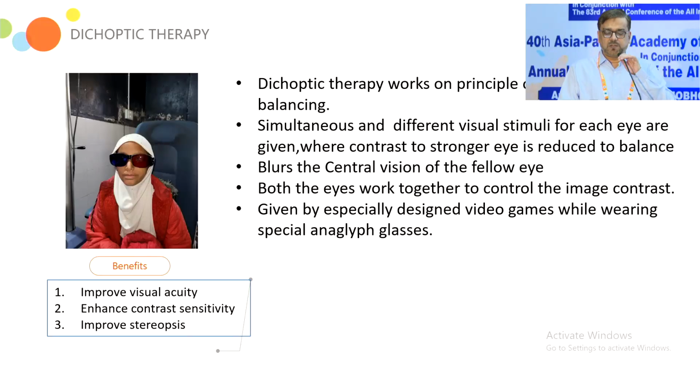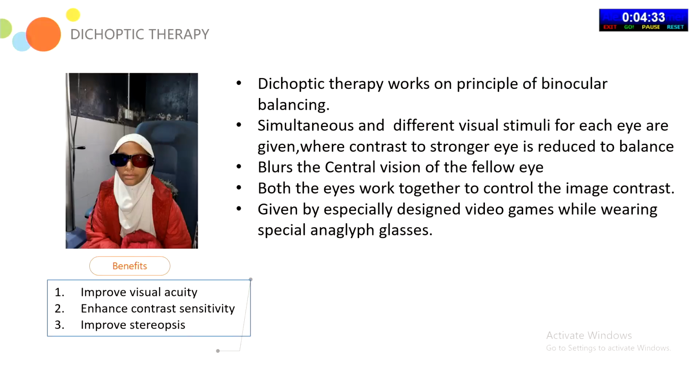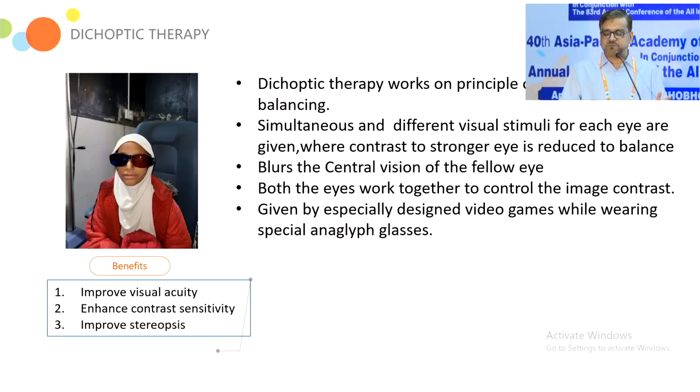Now, what is Dichoptic therapy? Dichoptic therapy works on the principle of binocular balancing. Simultaneous and different visual stimuli for each eye are given, where contrast to the stronger eye is reduced to balance. It blurs the central vision of the fellow eye. Both eyes work together to control the image contrast given by specially designed video games on a smartphone while wearing special anaglyph glasses. It improves visual acuity, enhances contrast sensitivity, and improves stereopsis.